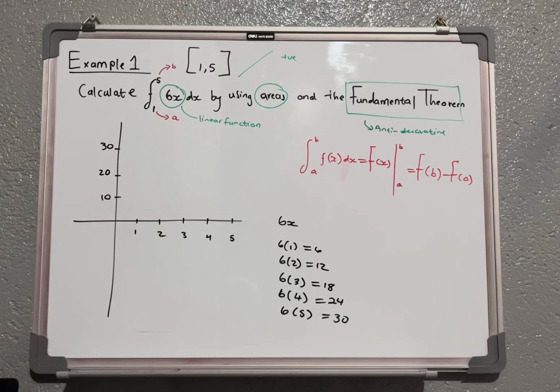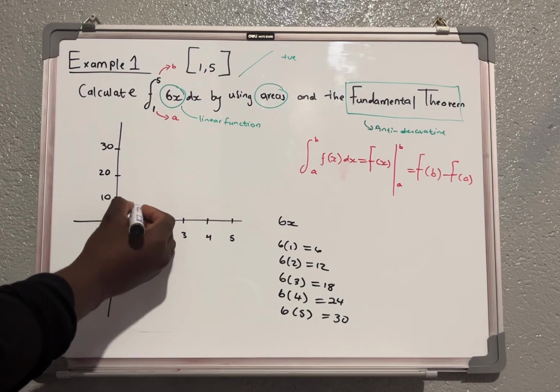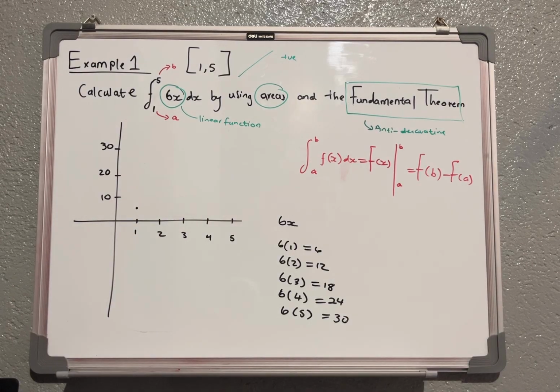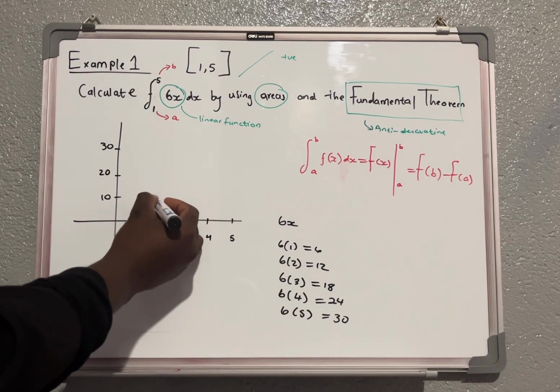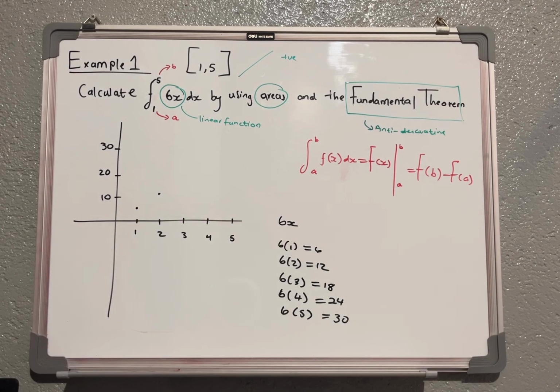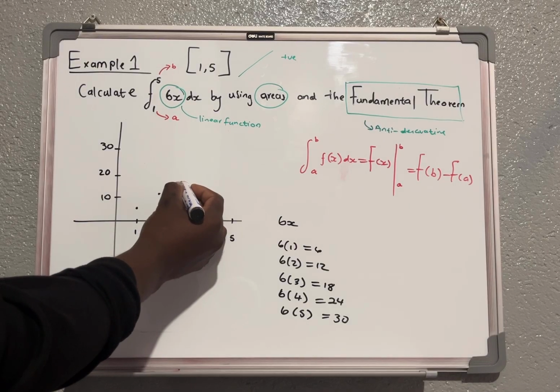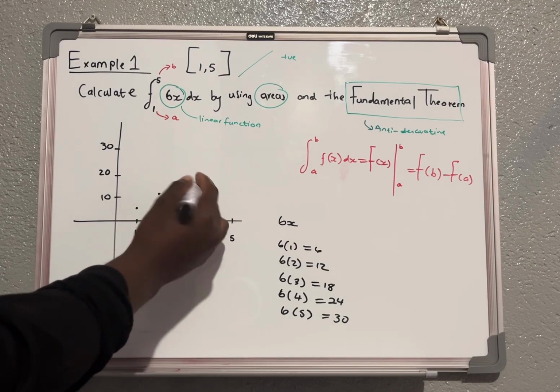So when we are having 1, what are we getting? When we are having 1, we are getting 6. So 6, we'll say it's somewhere here. Then when we are having 2, we are getting 12. 12 will be somewhere there. Then when we are getting 3, we get 18. 18 we can say it's somewhere there.